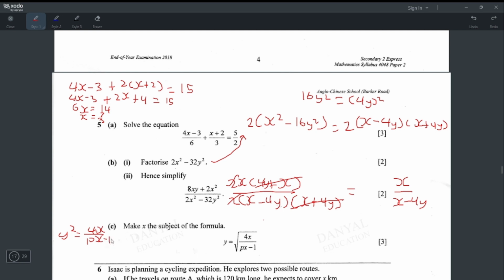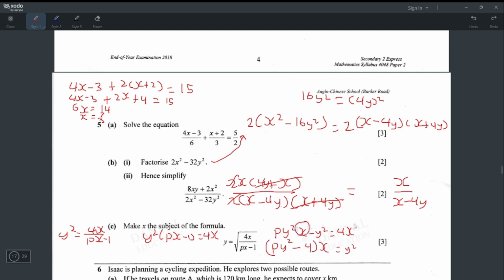And next, I want to make sure that this px minus 1 is no longer the denominator, because that would make it very hard to deal with. So I'm going to multiply both sides by px minus 1. So we'll be left with y squared times px minus 1 equals 4x. And I'm just going to expand everything out. py squared x minus y squared equals 4x. And I'm going to move the x's into the left side and the y to the right side. So py squared x minus 4x equals y squared.